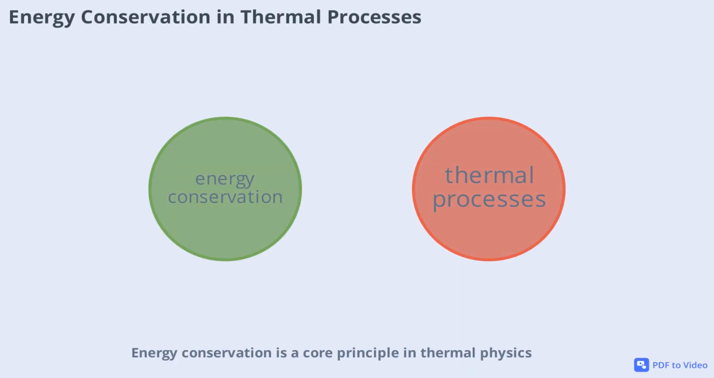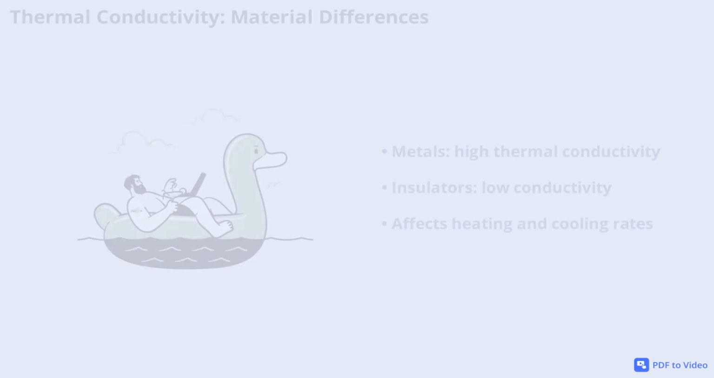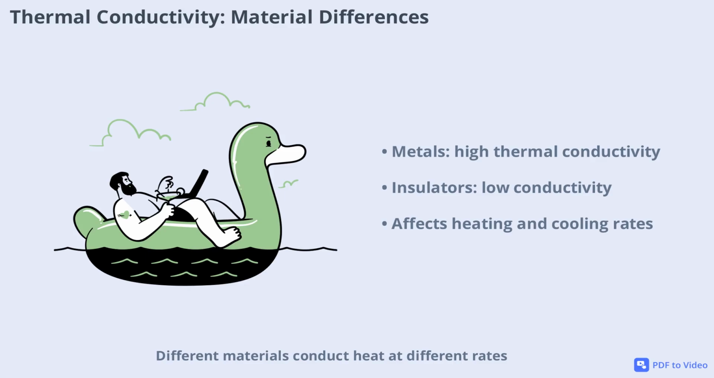Energy conservation is a core principle in thermal physics. Whether heating, cooling, melting, or freezing, the total energy in a closed system remains constant. We'll illustrate this with examples from earlier questions, emphasizing the importance of careful energy accounting in calculations. Different materials conduct heat at different rates.